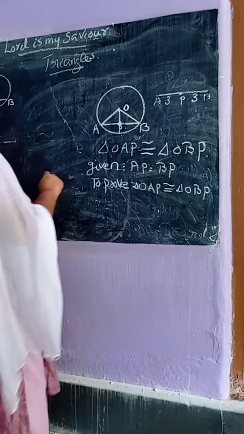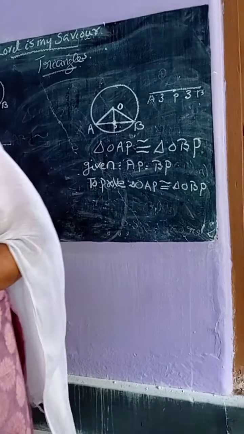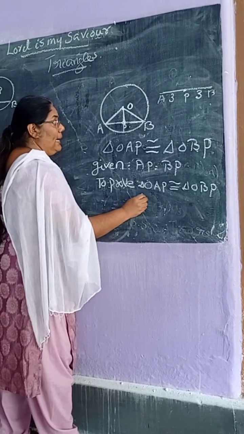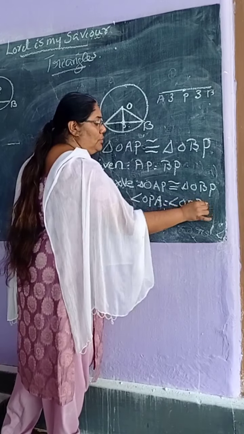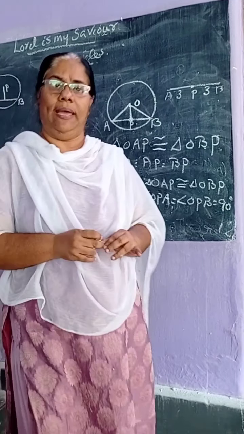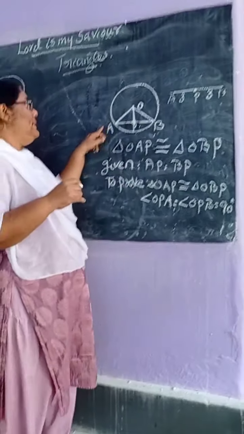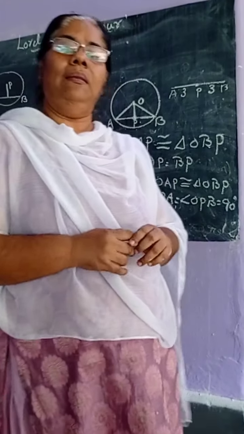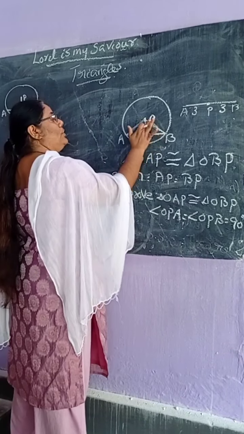And one more part is here. Prove that OP is perpendicular, or angle OPA is equal to angle OPB equal to 90 degree. That is also our aim, to prove that OP is perpendicular means angle OPA is equal to angle OPB equal to 90. Understand?